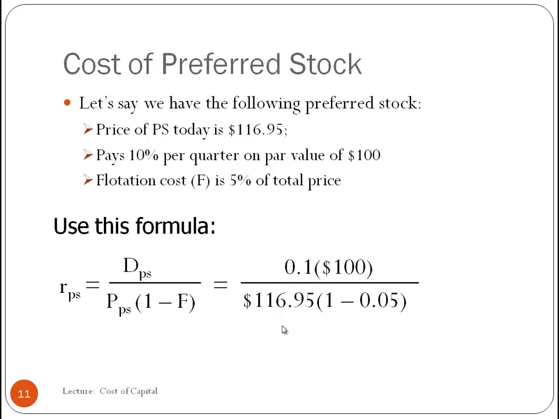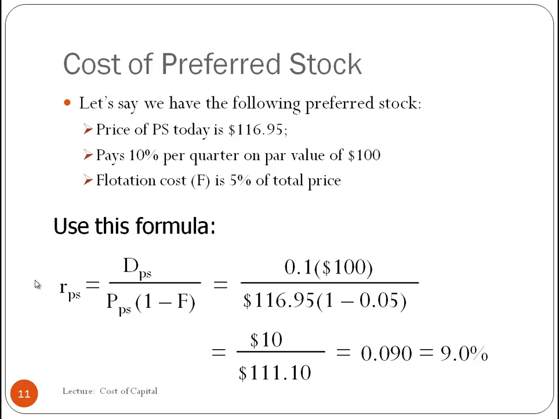And the basis of this, the company receives $116.95 minus 5% of that, which it pays to the investment bank that helps them issue these, which is just $10 divided by the denominator, which becomes 111, or 9%. That reduces to a 9% yield on these preferred stocks. So the component cost of capital for this is 9%.